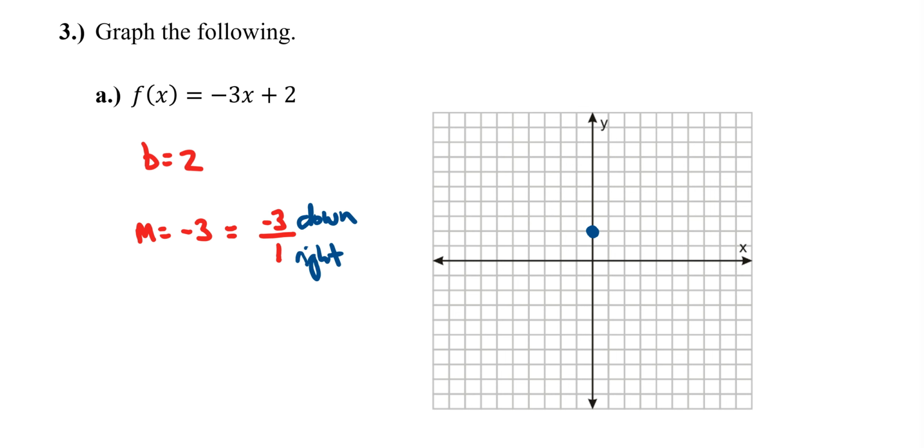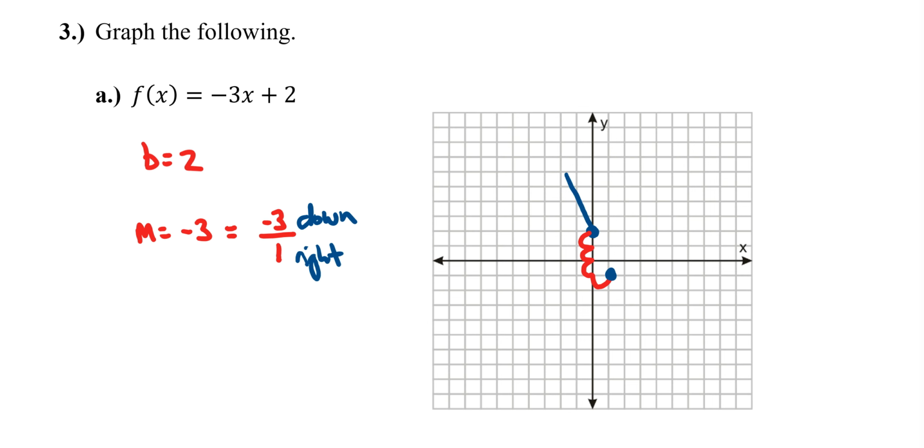So a positive slope, you're going to go up and to the right, up the numerator, right the denominator. If it's a negative slope, you're going to go down the numerator, right the denominator. So from this point, we're going to go down 3, 1, 2, 3, to the right 1, and we're going to put another point.